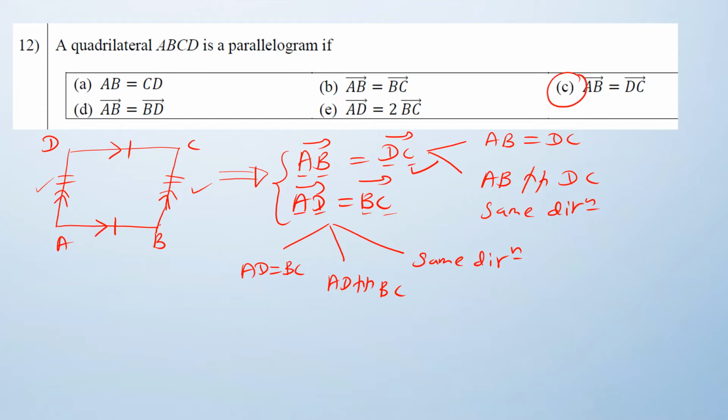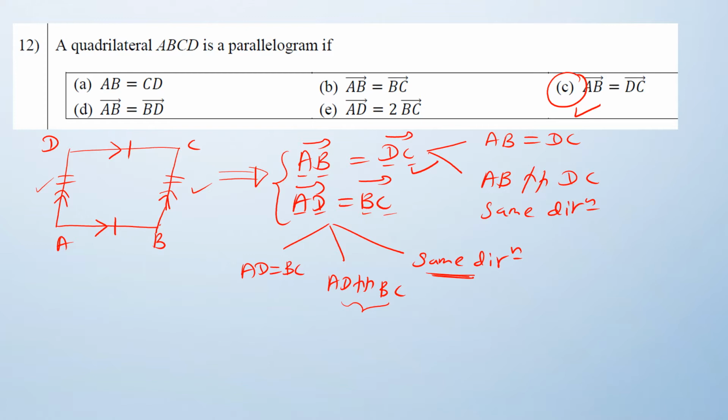So C is correct. What about the others? First one, AB equals CD. Magnitude same, but direction can be different. So those two will not be parallel. So this is not the case to imply ABCD is a parallelogram.